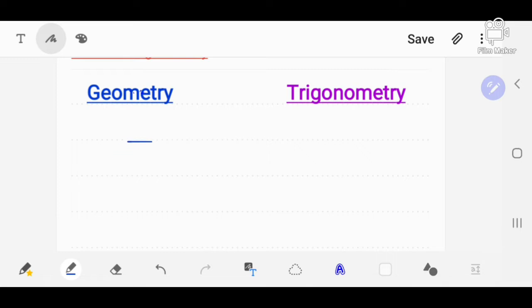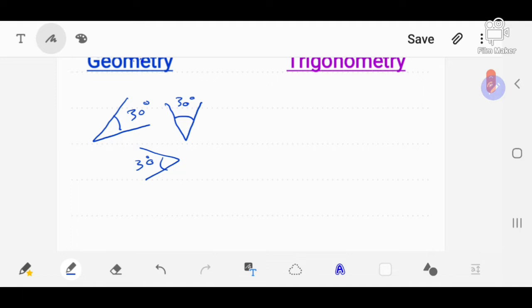So let's remember angles in geometry. As we all know, you can draw an angle this way. For example, let's say this is 30 degrees. You can draw it this way and it will still be 30 degrees. This way, 30 degrees. Actually, this will be the first difference between geometry and trigonometry.